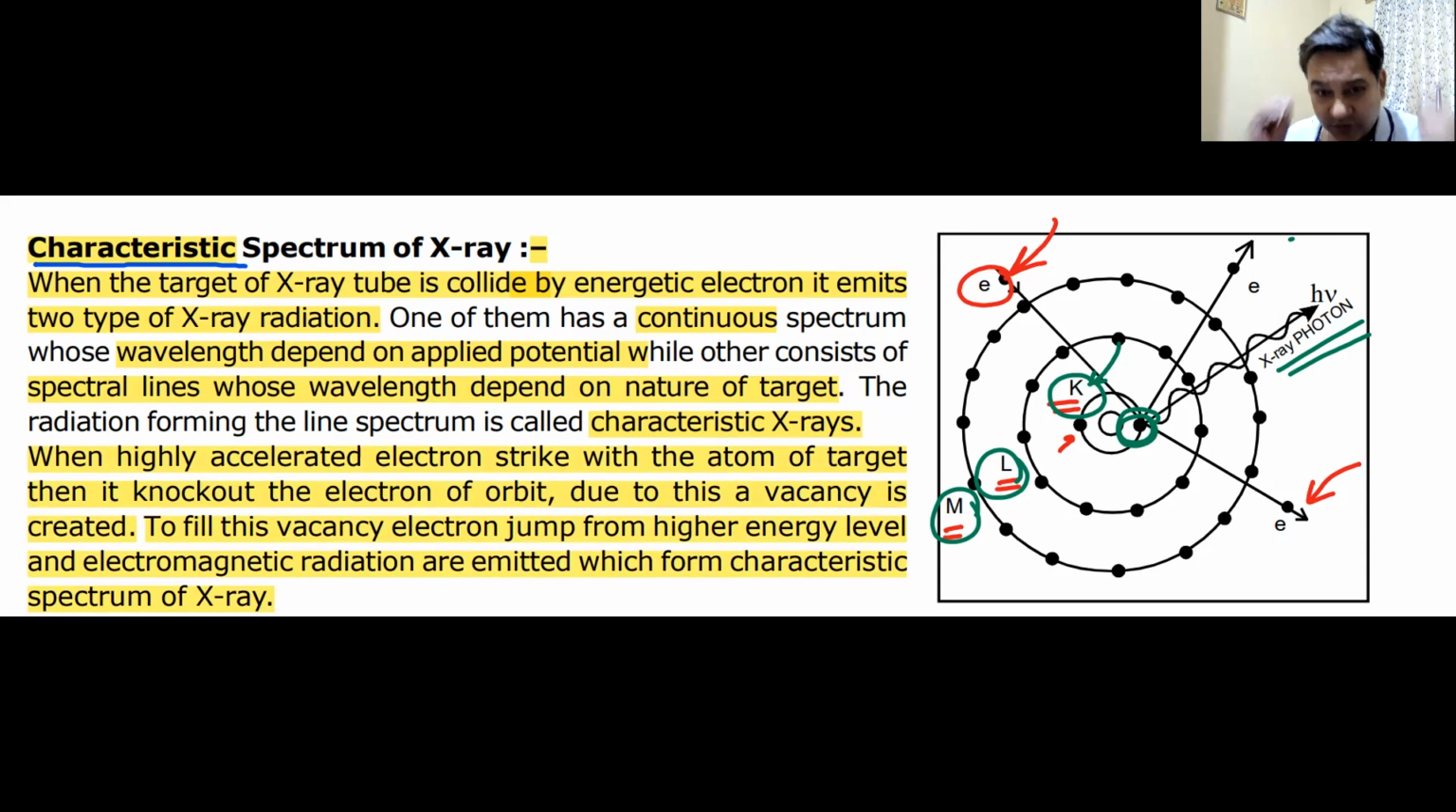So this is the phenomenon. Electrons get knocked out, and a vacancy is created. The vacancy has to be filled. When the vacancy is filled, electrons jump. When electrons jump, voila, we have X-rays being emitted. Do we understand this? Yes, sir.